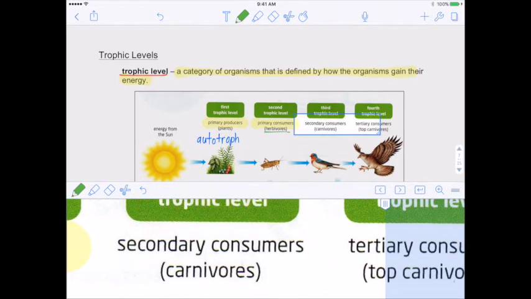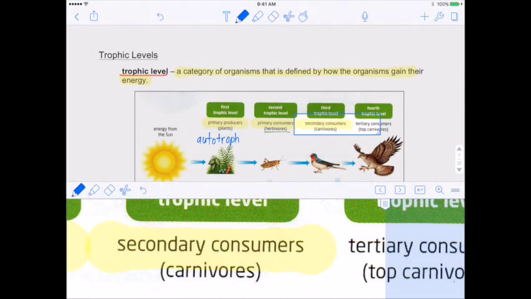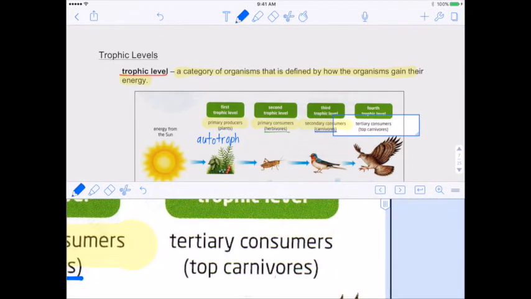If an organism consumes a primary consumer, it's called a secondary consumer. So these are the organisms that eat vegetarians. Another term for an organism that eats plant-eating animals is a carnivore. Now, if an organism eats but is never eaten, then it must be the top of the food chain. And this is called a top carnivore, also known as a tertiary consumer. So we have primary producers, primary consumers, secondary consumers, and tertiary consumers.